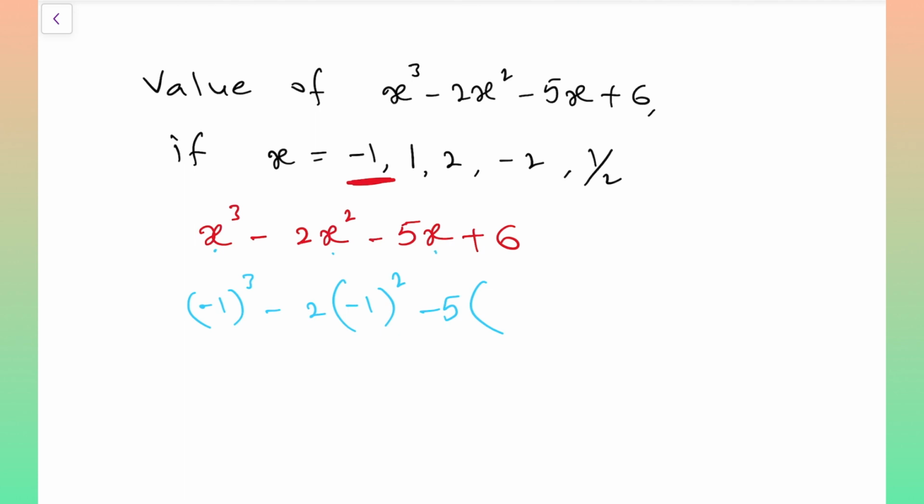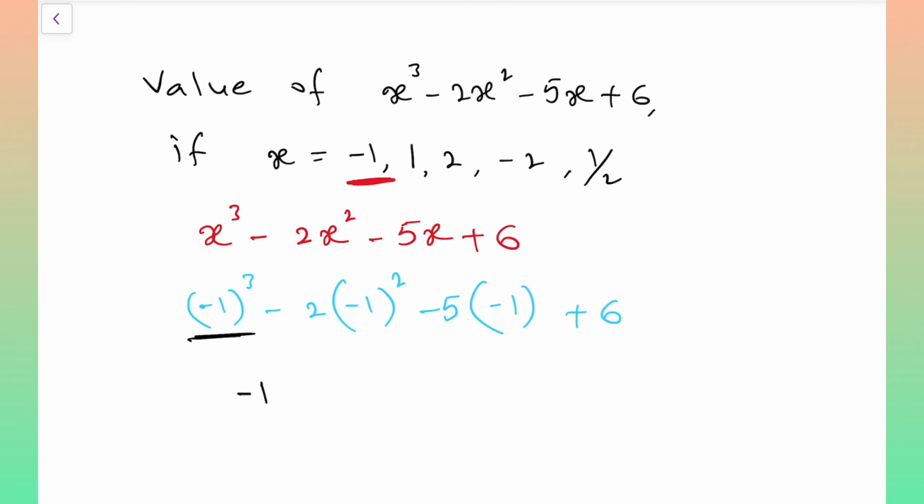Again here x is there, so in the place of x, minus 1. Next, plus 6. Now we need to simplify all this. Let us simplify this. Minus 1 power 3 is nothing but minus 1 we need to multiply 3 times. So minus 1 into minus 1 into minus 1.